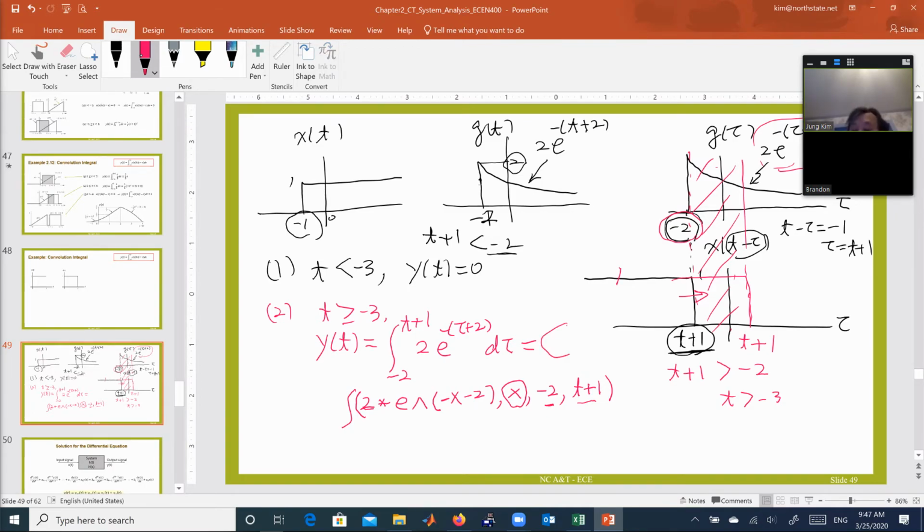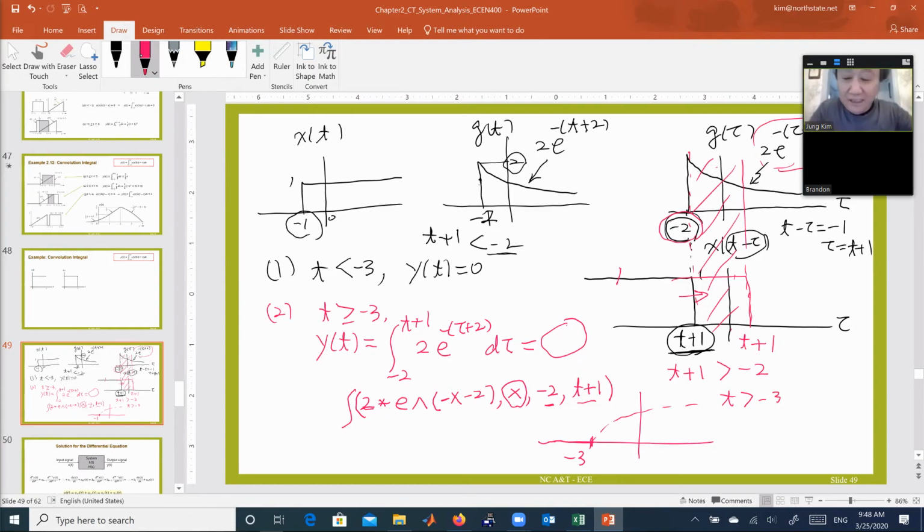So graphically, this is minus 3. For t less than minus 3, y is 0, and then for t greater than minus 3 the result is something like that. Is it difficult? Not too difficult. It can be kind of confusing, but I'm following.